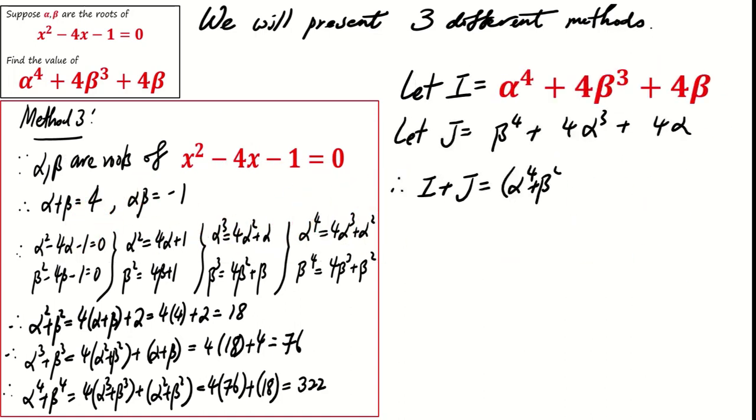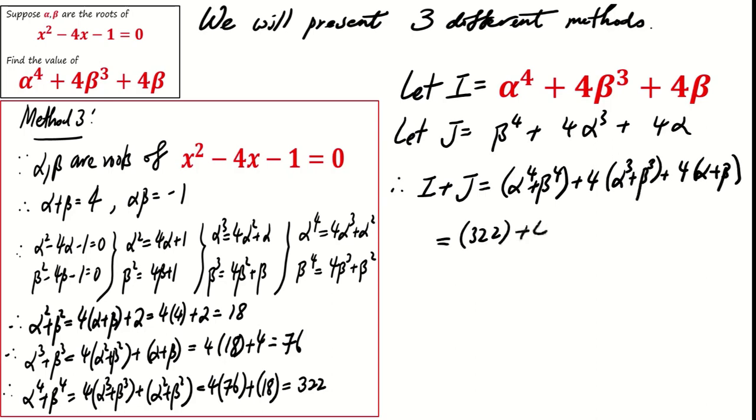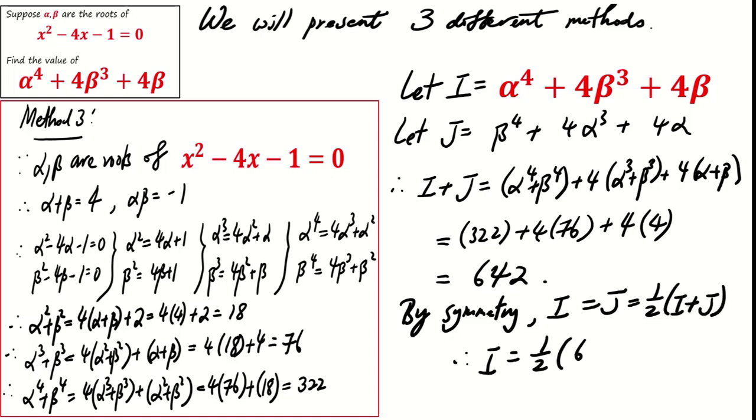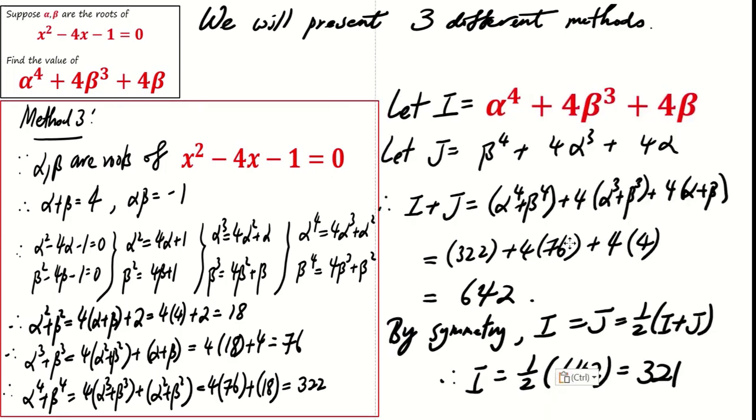Using the values that we obtained just now, I plus J equals 322 plus 4 times 76 plus 4 times 4, and this equals 642. So by symmetry, we know that I will equal J and therefore equals half of I plus J, which means that I will equal half of 642, equals 321. And this is the end of method 3.